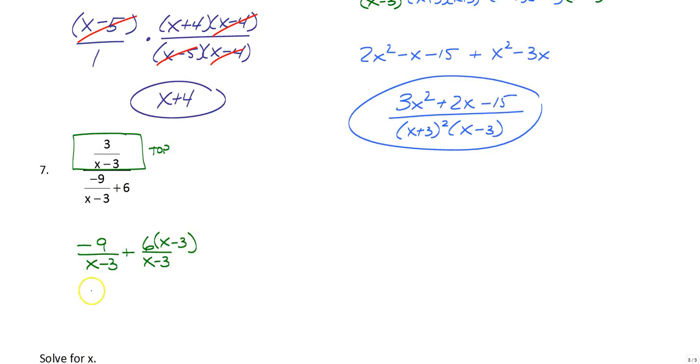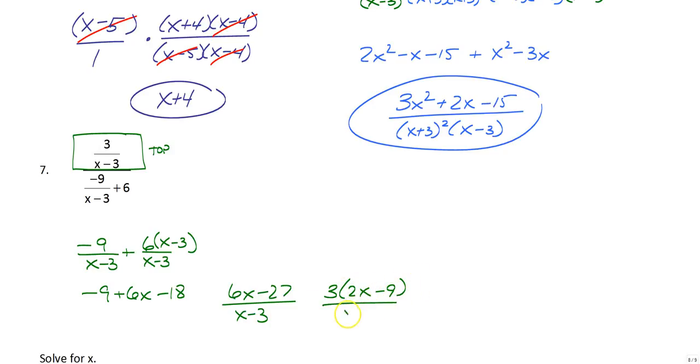And now we can simplify. So we have a negative 9 plus 6x minus 18, which simplifies to (6x minus 27) all over (x minus 3). But of course we're not done. We can factor out a 3 here. And yes, you always leave this in factored form, because if you don't, you might not see when something can be simplified. So this is now the bottom.